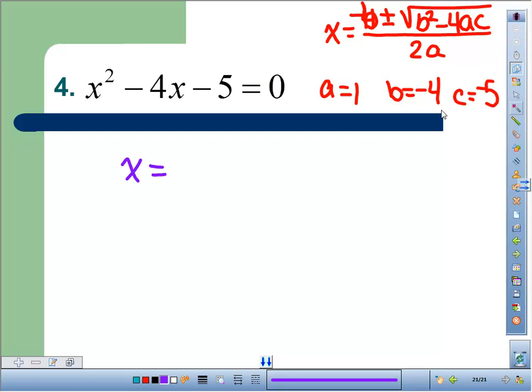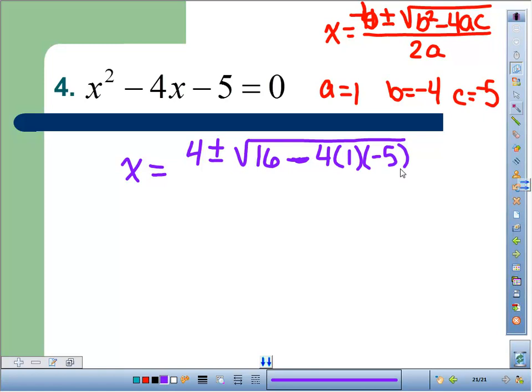Put it in our formula. X equals negative b. That's the opposite of b. b is negative 4, so it's going to be positive 4, plus or minus the square root. You can do this in your head. What is negative 4 squared? 16. Minus 4ac all over 2a.